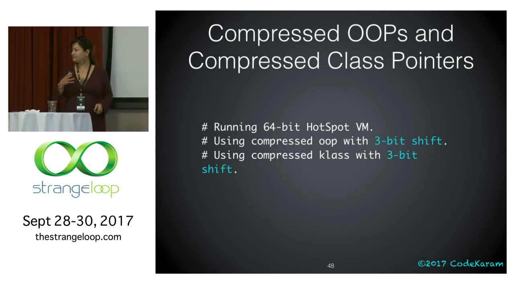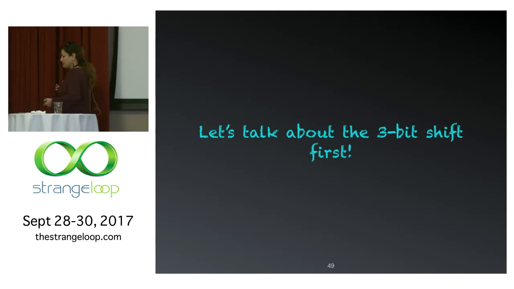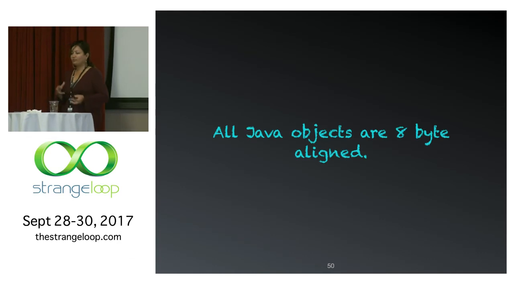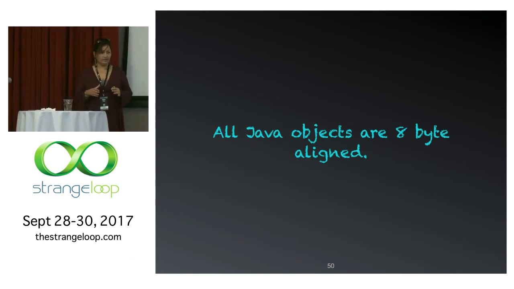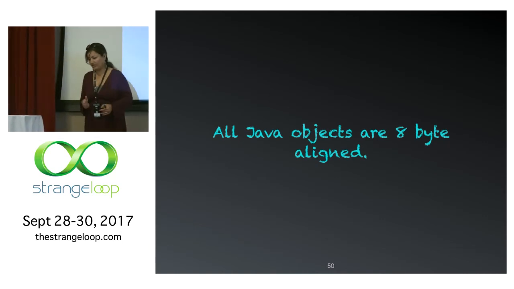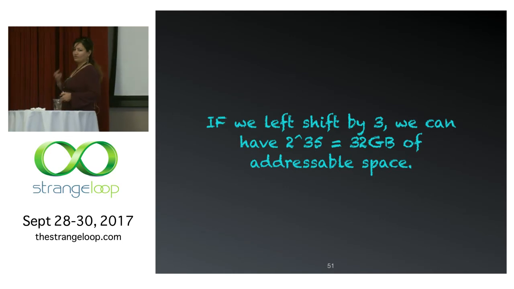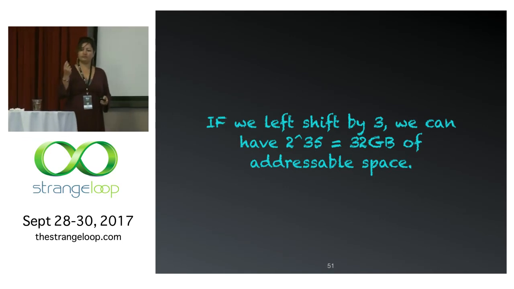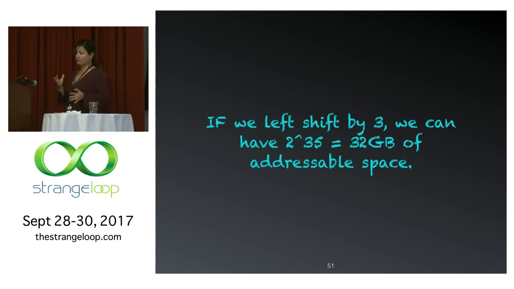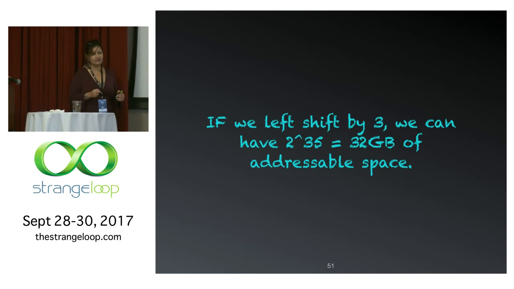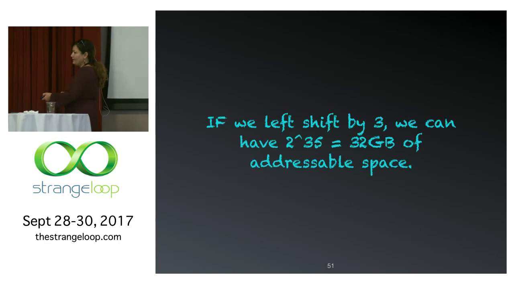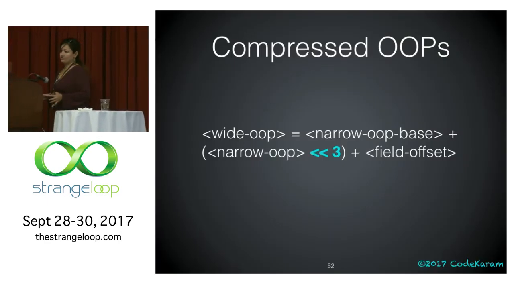How can we do that? Okay, let's talk about the 3-bit shift first. We can do that because all Java objects are 8-byte aligned. That's a fact. All objects. So when you're allocating them on the heap, they're aligned to 8 bytes. That means those 3 bits are 0, 0, 0. So we can use those to get up to 32 gigabytes of addressable space. Right? 2 raised to 35 is equal to 32 gigs.